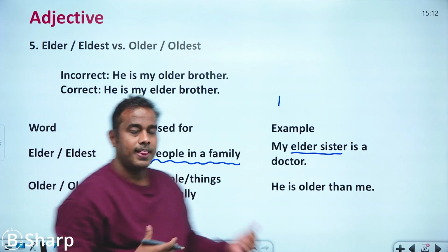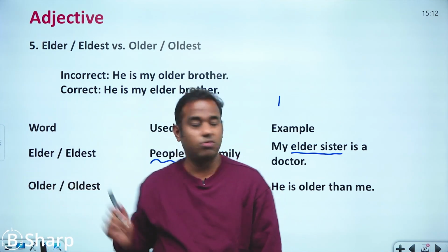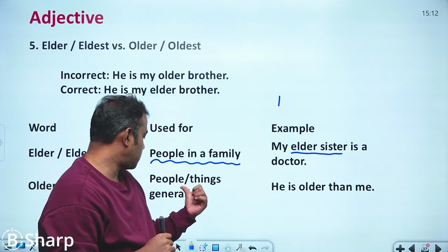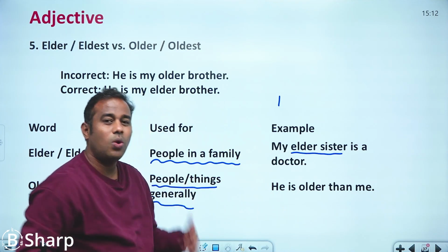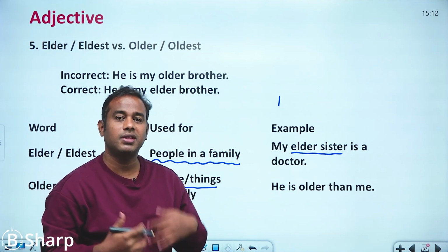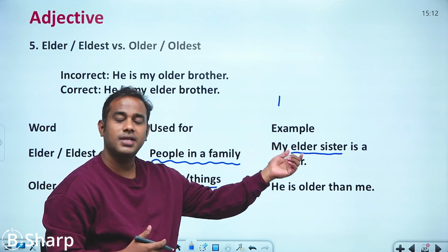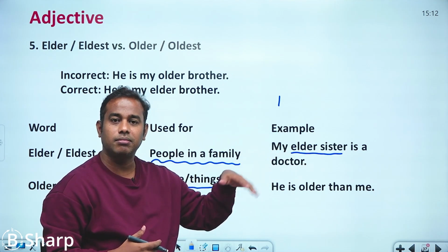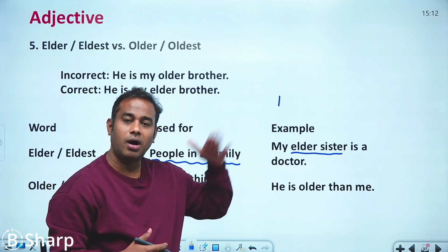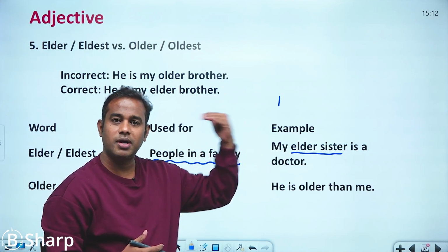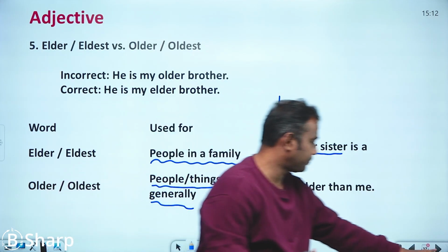Whereas when you use older and oldest, generally what you are doing is you are trying to compare. He is older than me, means you are comparing the age. Here also you are talking about age, but you are not specifically saying who is the eldest. So you are giving the order of the people, first born, second born, like that.